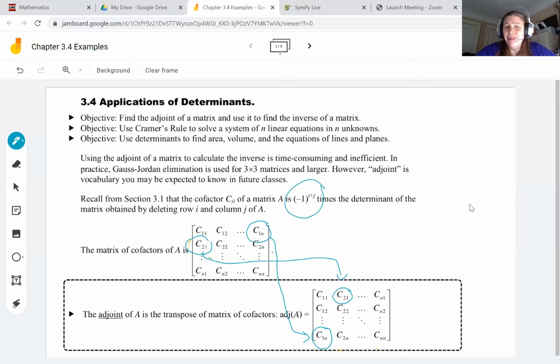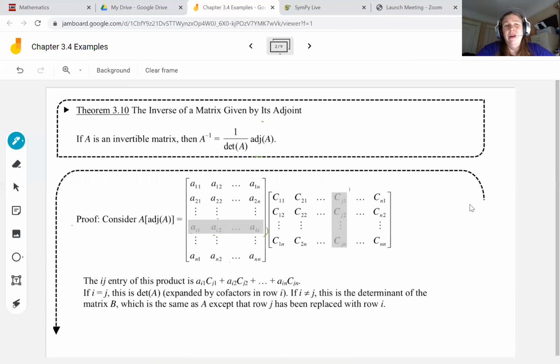Recall too, the cofactor signs alternate because -1 to the i plus j is going to be -1 when i plus j is odd, and +1 when i plus j is even up there in the exponent. Theorem 3.10 tells us the inverse of a matrix is given by its adjoint multiplied by 1 over the determinant. So if A is an invertible matrix, then A inverse equals 1 over the determinant of A multiplied by the adjoint of A. So let's take a look at the proof here.